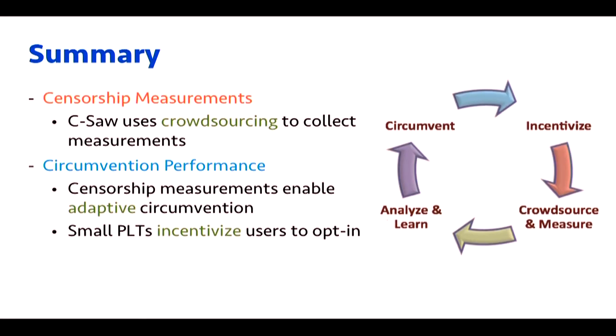And in summary, CISO uses crowdsourcing to collect measurements of censorship, and these measurements are then used by CISO to provide adaptive circumvention, which reduces page load times, and that's an incentive for users to opt in. So that's all I had. I'm open to questions.